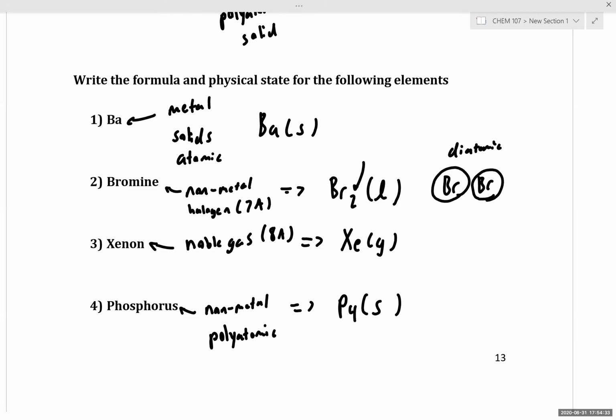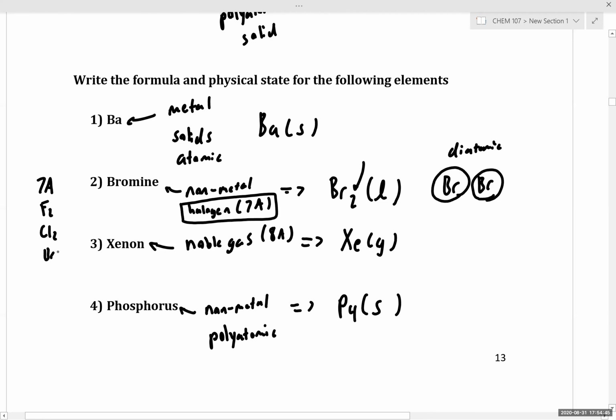You can tell bromine is diatomic by virtue of the fact it's a halogen, as all elements in group 7A are diatomic. So we have our fluorine, chlorine, bromine, and iodine.